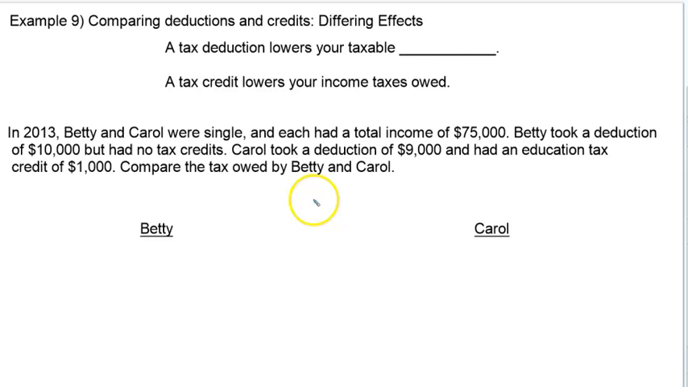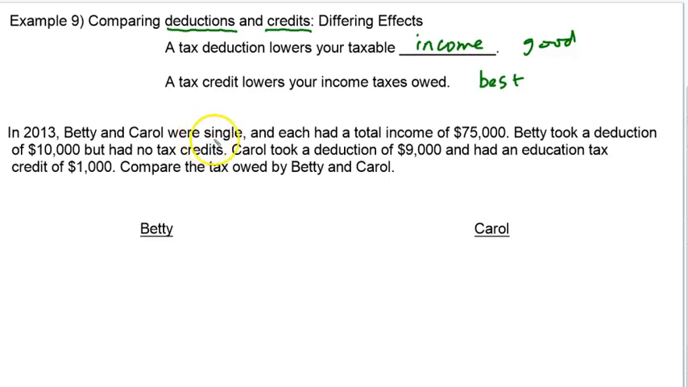So let's use the tax tables again, but this time we're going to talk about two terms that come up with personal income taxes: deductions and credits. So here's the difference. A tax deduction lowers your taxable income, and that's a good thing. A tax credit, however, lowers your income tax owed. That's better, or we'll say best. So I'll illustrate these two with this scenario.